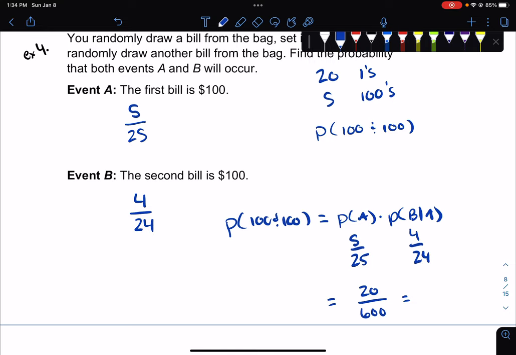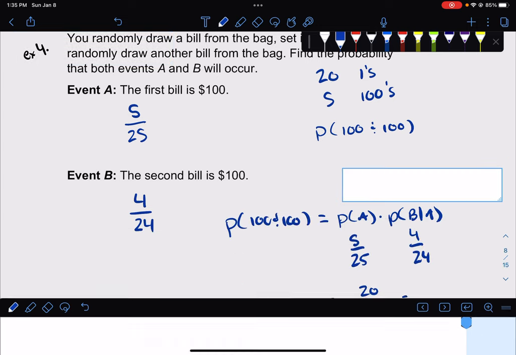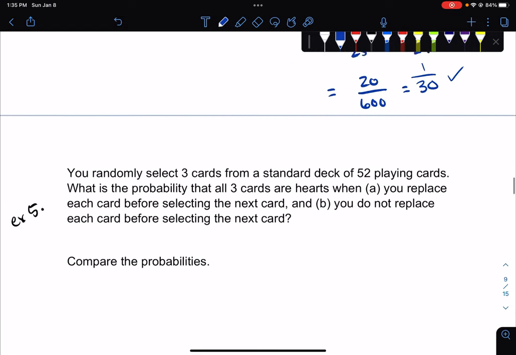20 goes into 600, what, 30 times? I think. So 1 out of 30 is the probability of getting a $100 bill on both of your draws. 1 out of 30. Okay, example 5.